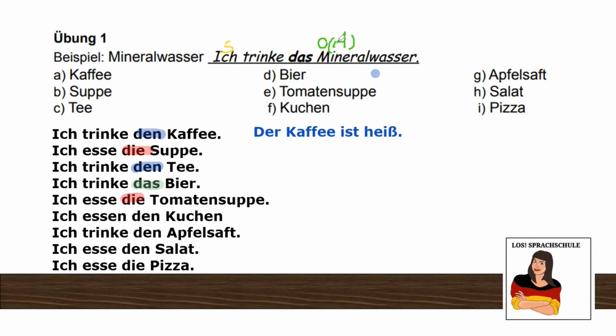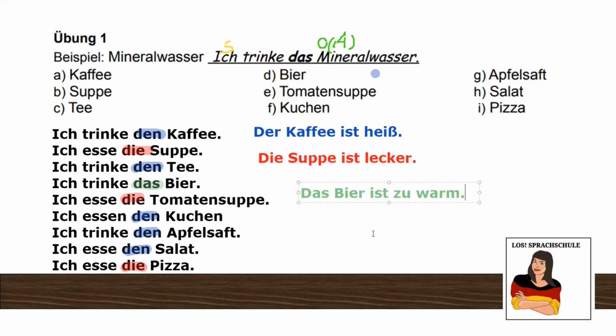Ich esse den Kuchen. I eat the cake. Ich trinke den Apfelsaft. I drink the apple juice. Ich esse den Salat. I eat the salad. Ich esse die Pizza. I eat the pizza. And I want to give you two other sentences just to make it complete. We have der Kaffee ist heiß for a male version. Die Suppe ist lecker. The soup is tasty. And of course for a neutral one, das Bier ist zu warm. The beer is too warm.